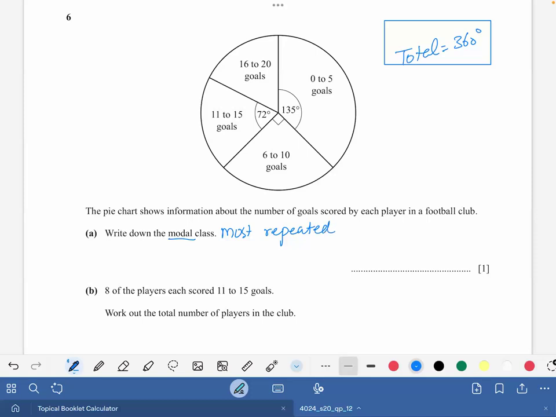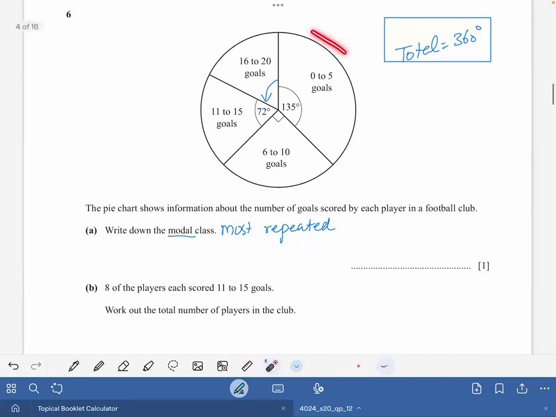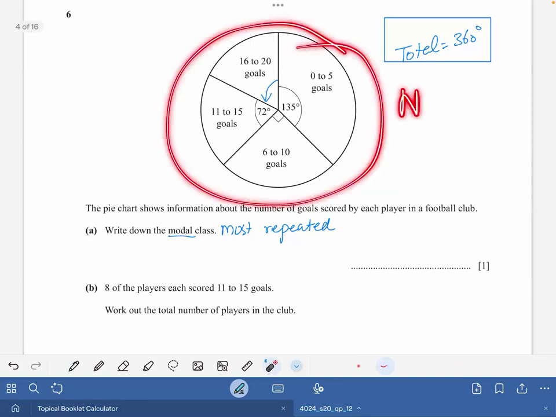Most repeated. Now I can see one thing, that most repeated is 135, because this is 90. So I can find out this angle as well, by adding all and subtracting from 360, in order to check whether this is drawn to scale or not. One thing here, that we have this diagram in front of us, but it is not written that this is not to scale.